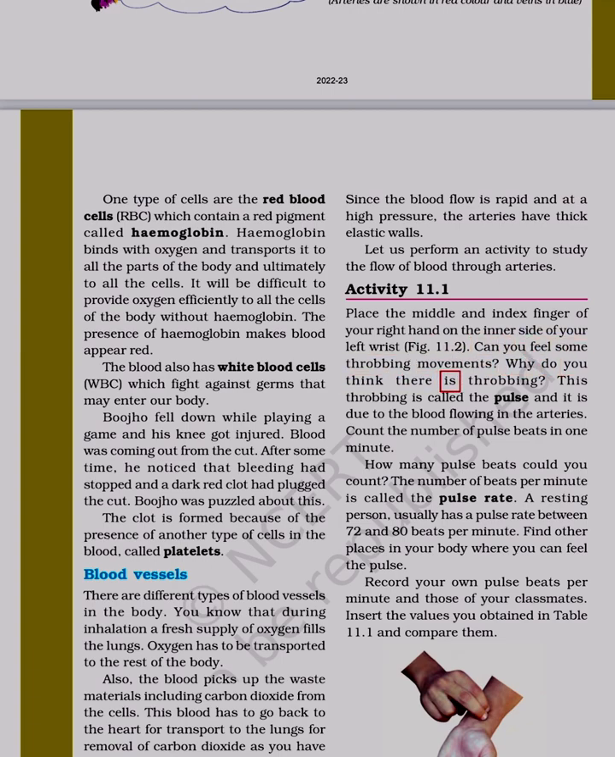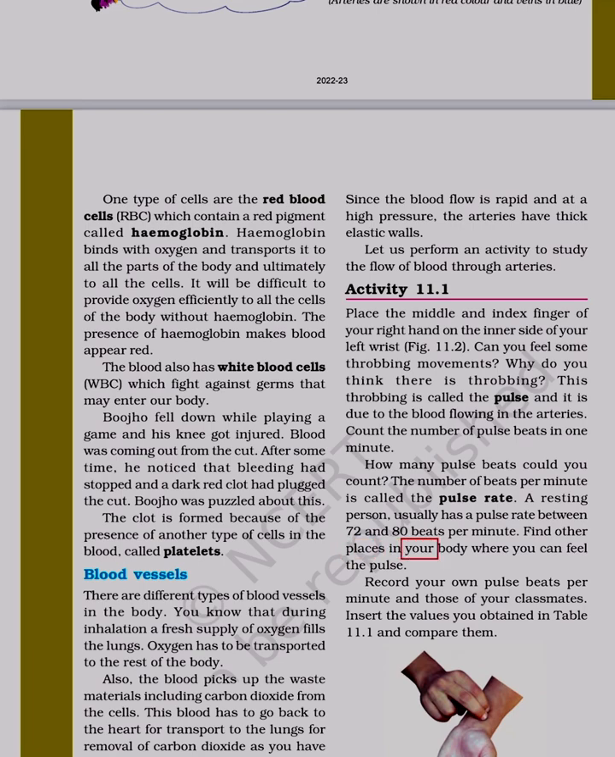Why do you think there is throbbing? This throbbing is called the pulse and it is due to the blood flowing in the arteries. Count the number of pulse beats in 1 minute. How many pulse beats could you count? The number of beats per minute is called the pulse rate. A resting person usually has a pulse rate between 72 and 80 beats per minute.